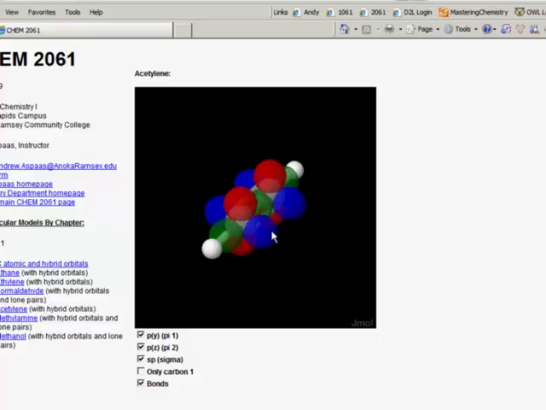So a triple bond consists of a sigma, which goes straight down the middle, a pi that goes above and below, and a pi that goes in front of and in back of. Right? So we always start with the sigma and then add on however many pi's that we need.